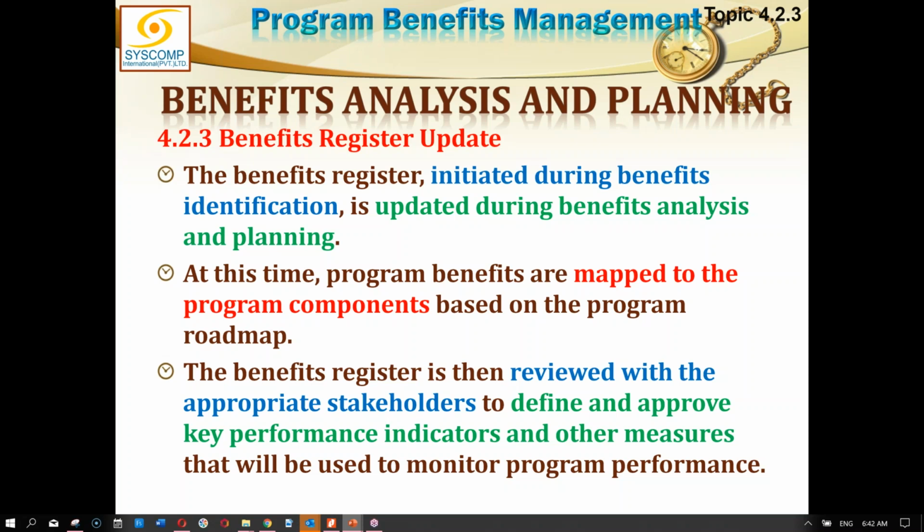Benefit register initiated during the benefit identification is updated during benefit analysis and planning. At this time, program benefits are mapped to the program components based on the program roadmap. Benefit register is then reviewed with the appropriate stakeholders. Naturally, whenever we talk about benefit register, we involve the stakeholders to define and approve key performance indicators and other measures that will be used to monitor program performance.